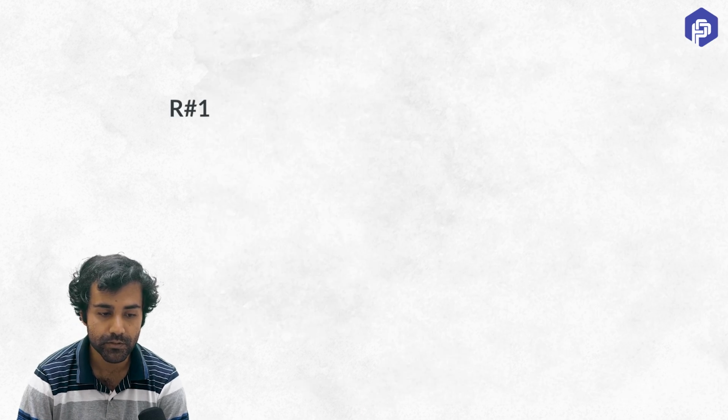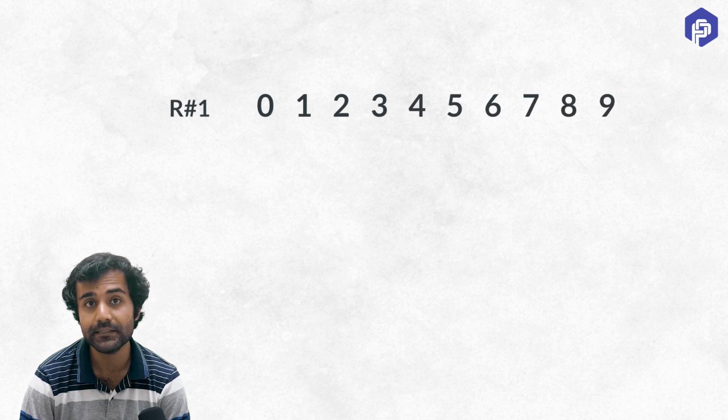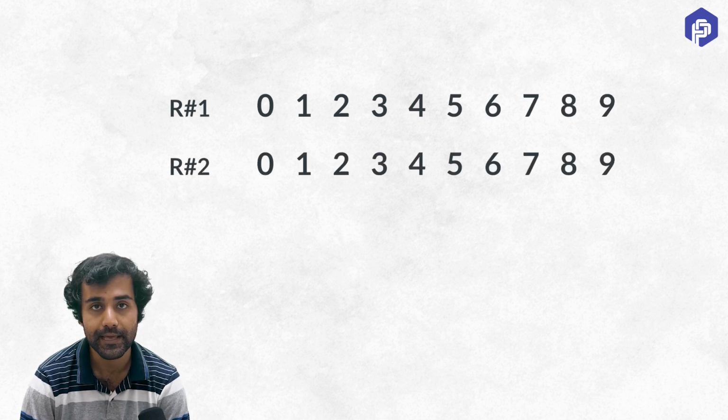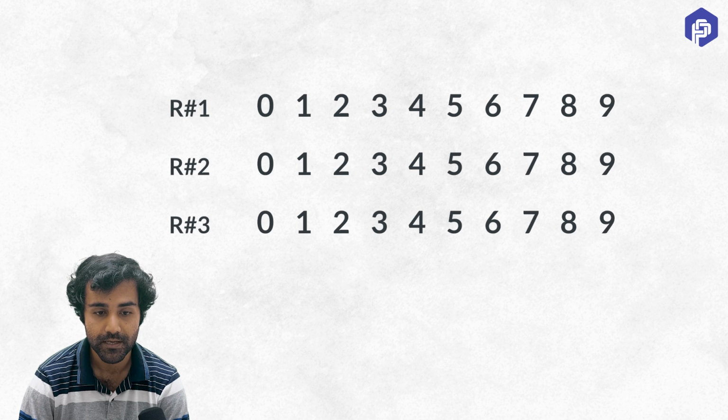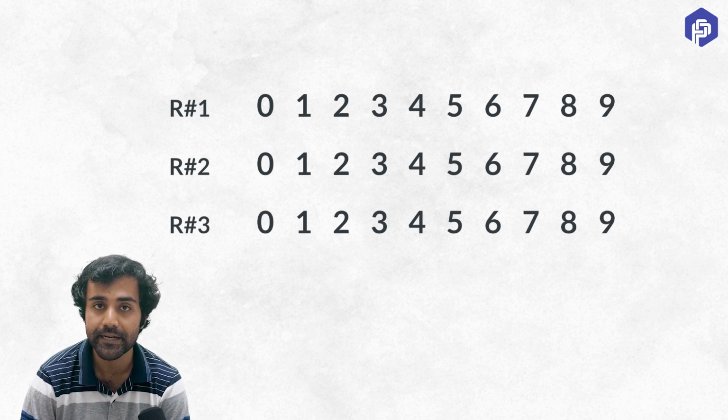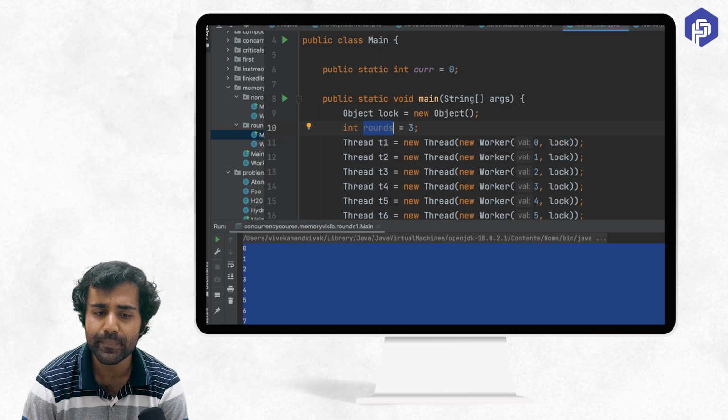So in the first round, my output should be 0, 1, 2, 3, 4, 5, 6, 7, 8, 9. And in the next round also the same output, and in the next round also the same output. So as many rounds as I have, that many times printing should happen from 0 to 9. And each round should be individually sorted in itself. So can you imagine what code changes I'll have to bring in over here?